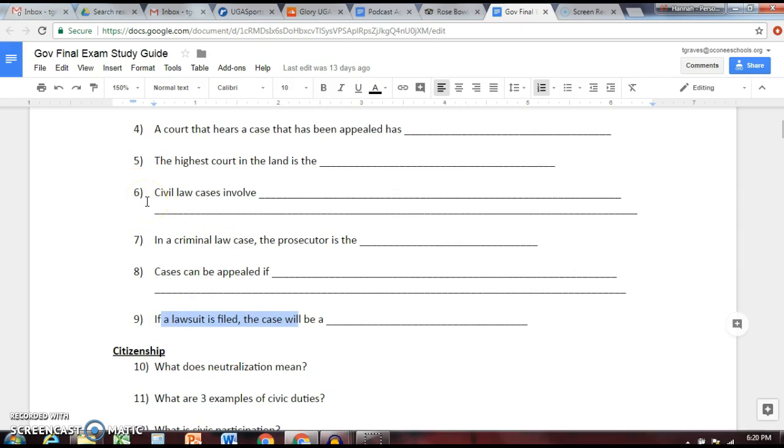Number nine, if a lawsuit is filed, the case will be, going back to number six here, a civil law case. Okay, it's a civil case. Lawsuits, no crime really has been committed. It's just somebody disagrees with somebody else. And that is a civil law case.